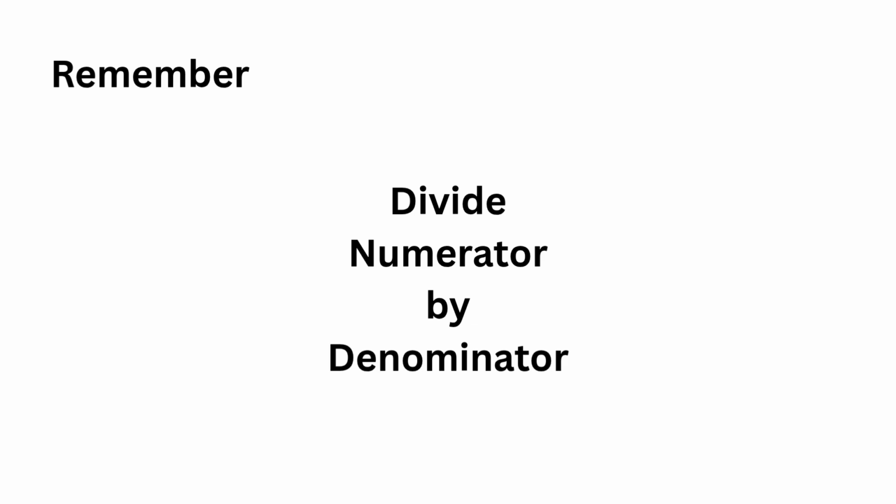Sorry about that. So always remember, you divide the numerator by the denominator, no matter how the fraction is. Just divide the numerator by the denominator to get your decimal. That's how to convert fractions to decimals.